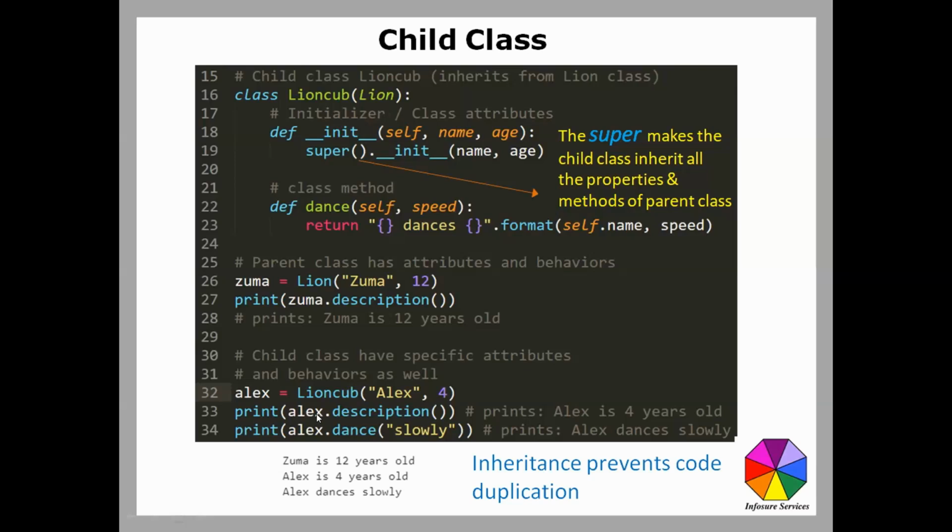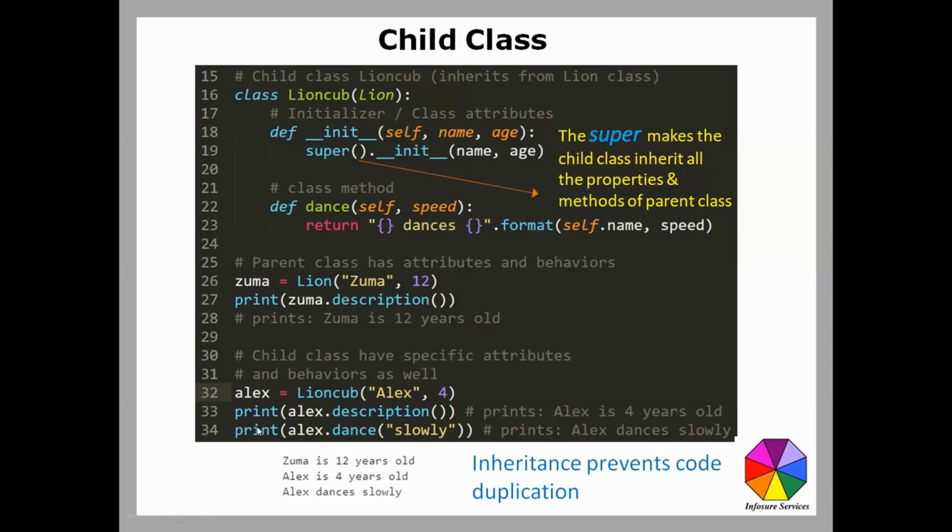Then we can call alex.description. We have not coded anything in the description in the child class. If you note, I'm allowed to call alex.description because the method of the parent class is available in the child class. And it will print whatever code was written there. So now it will print Alex is 4 years old.